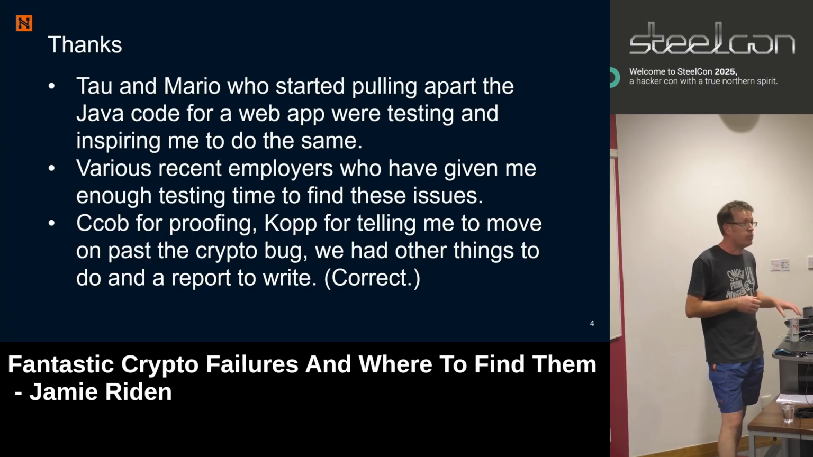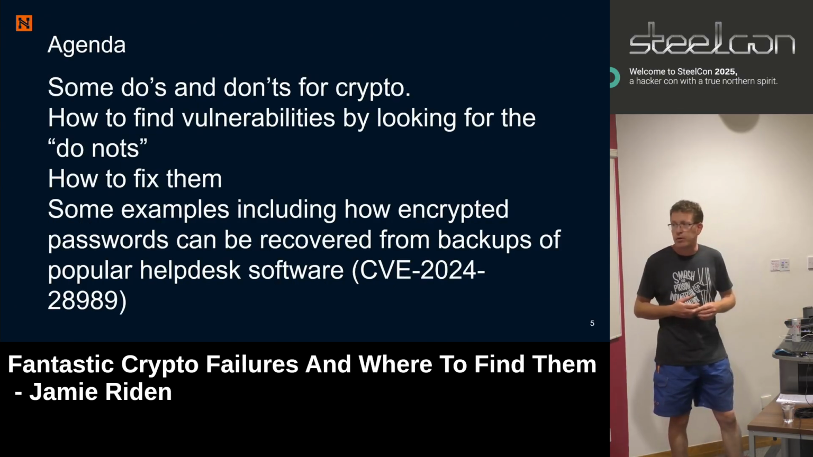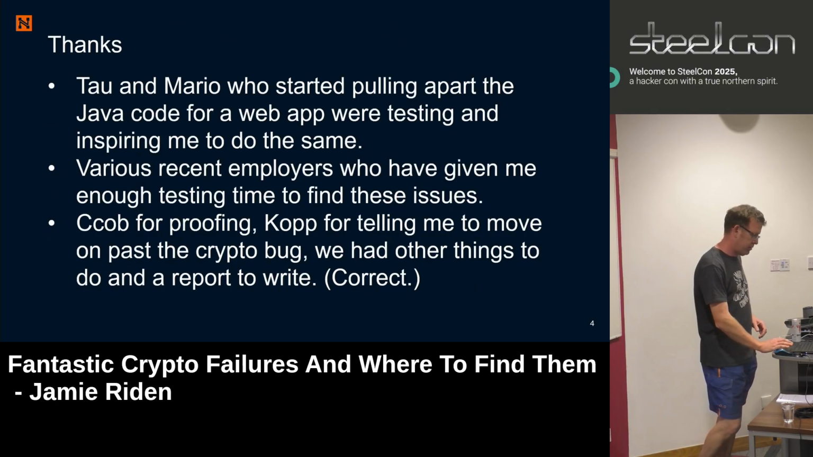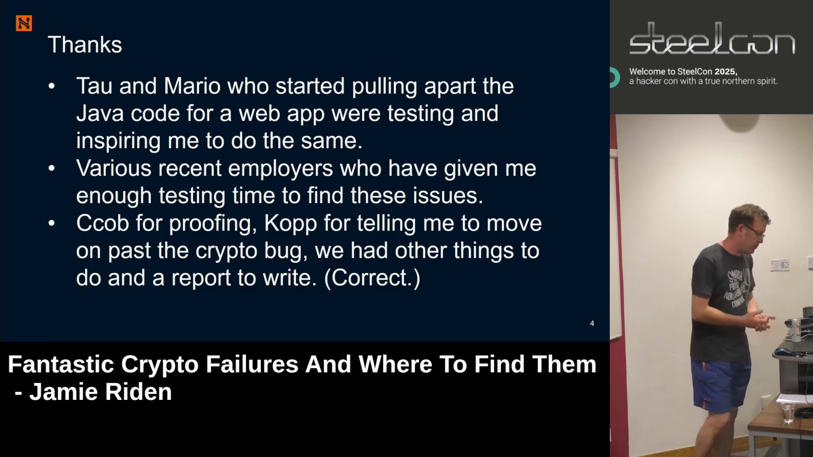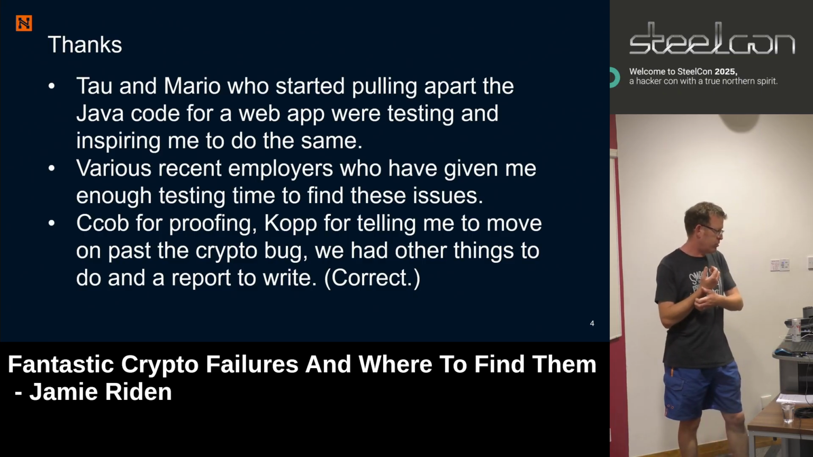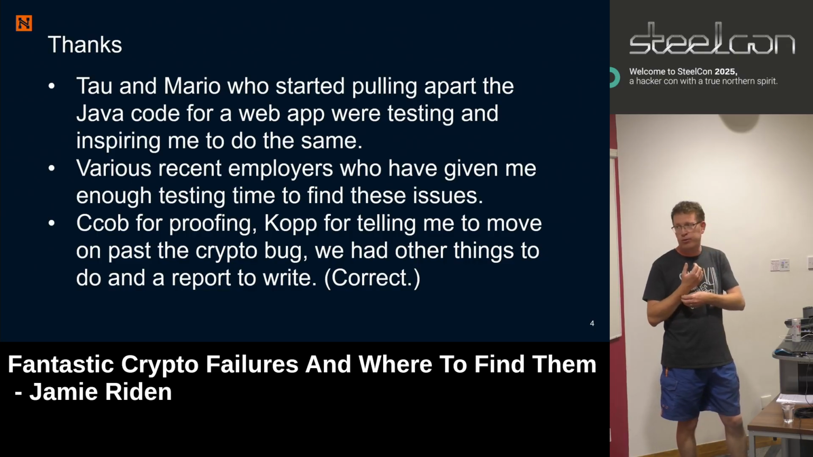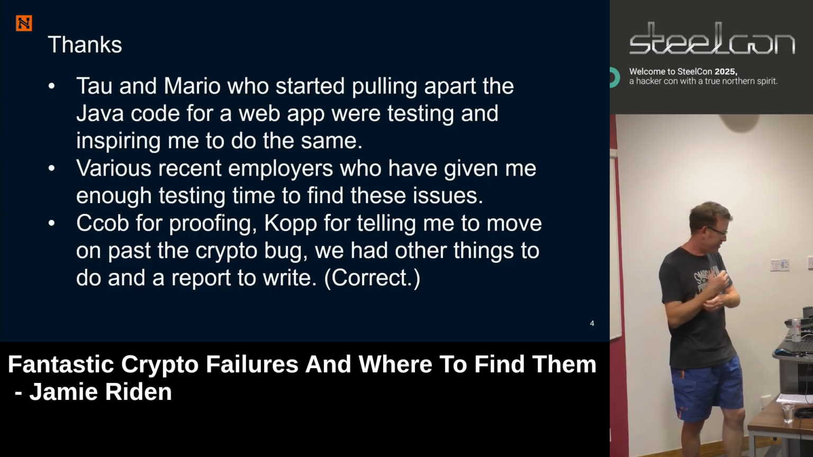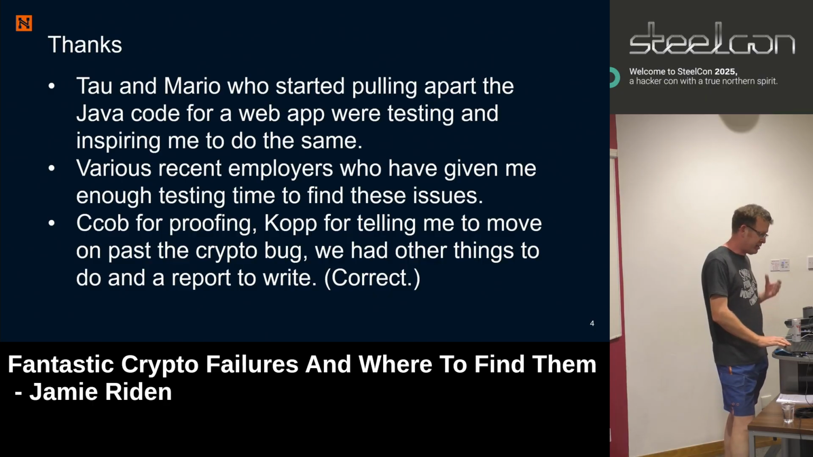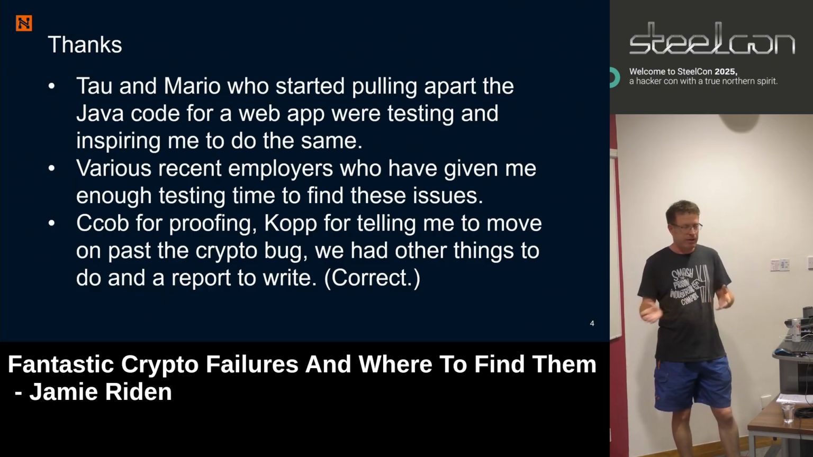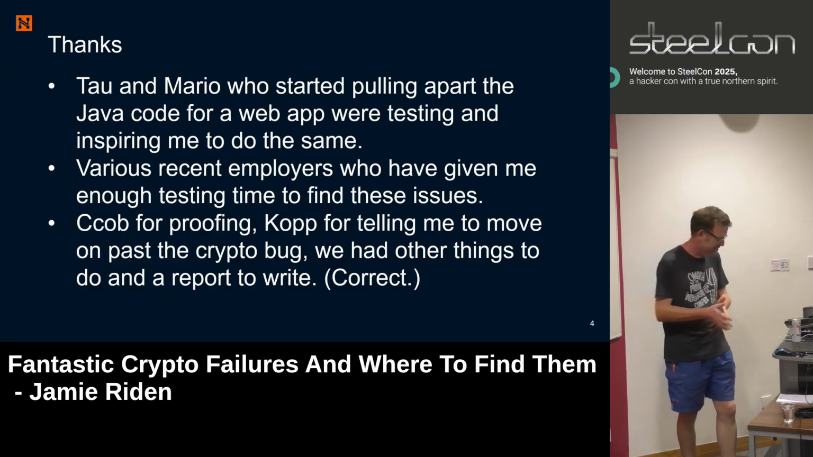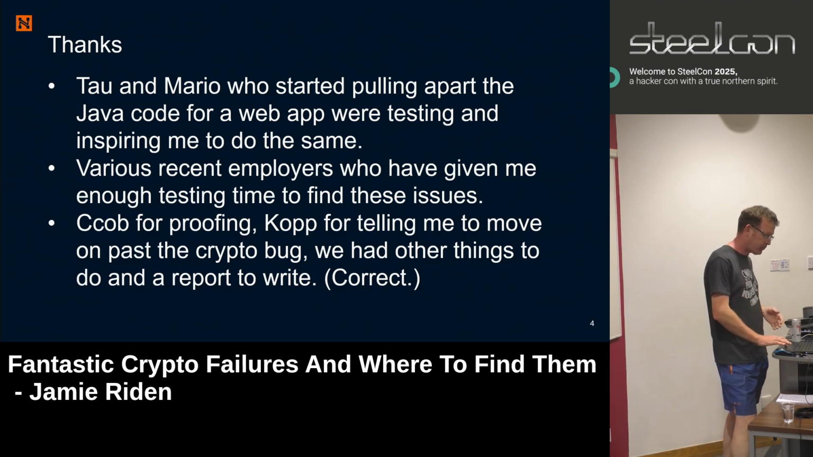And then thanks very much to Kerry for proofing this. And then the person I found, I was doing a red team test when I found this particular bug, Phil Kopp, who told me to move on past the crypto bug. We had other things to do, and it was entirely correct, which is good because you can just disappear down a rabbit hole, and then you haven't done the actual important bit of your red team report that they wanted you to look at.